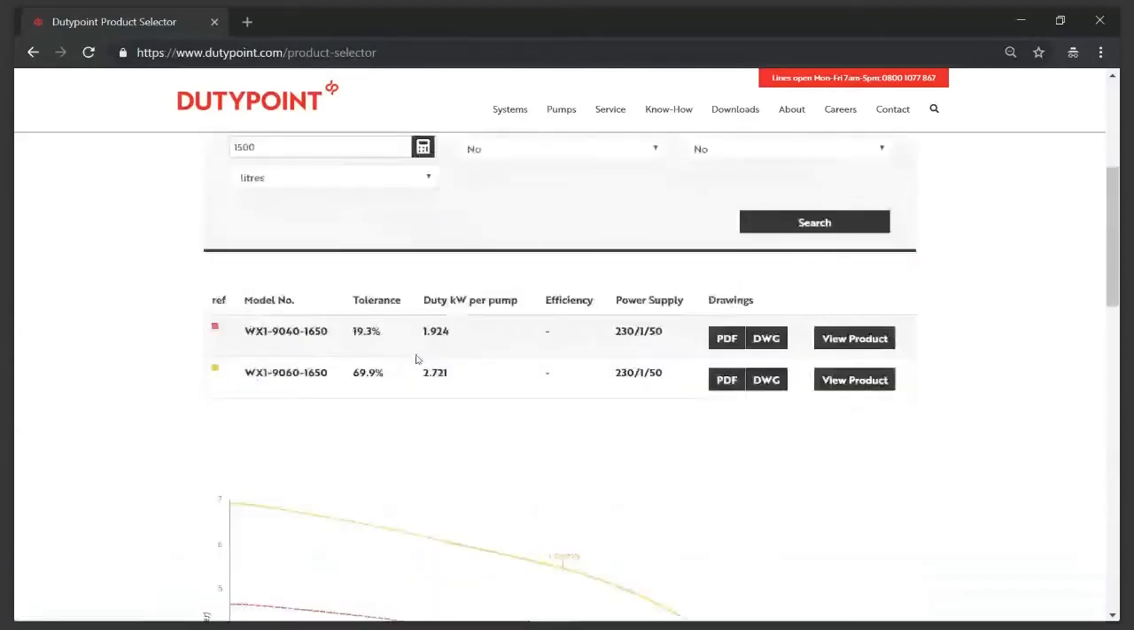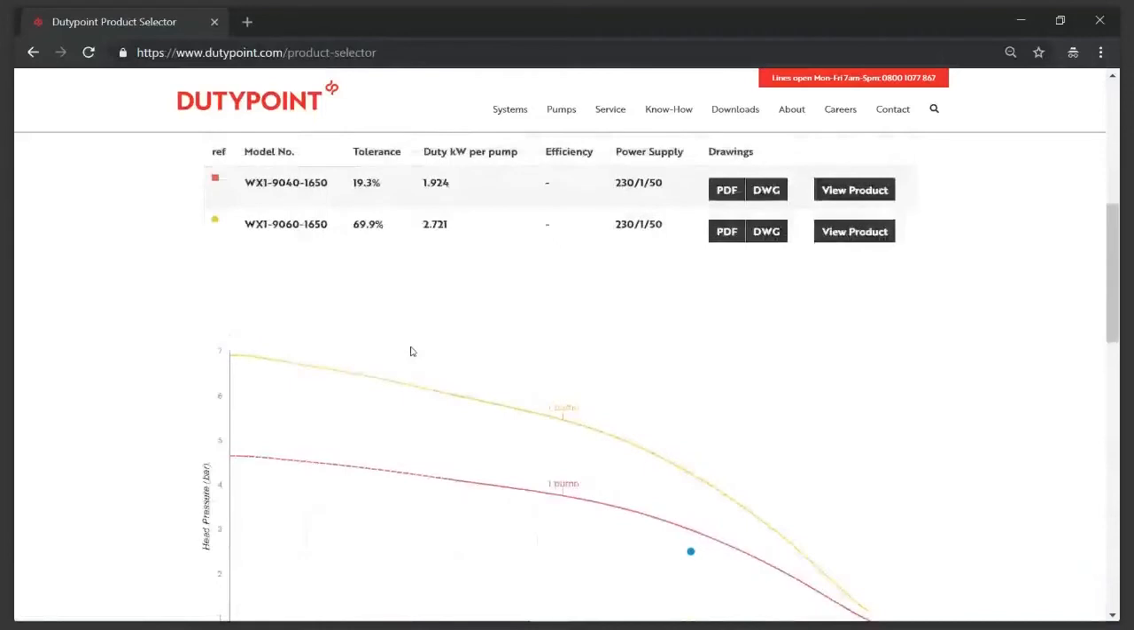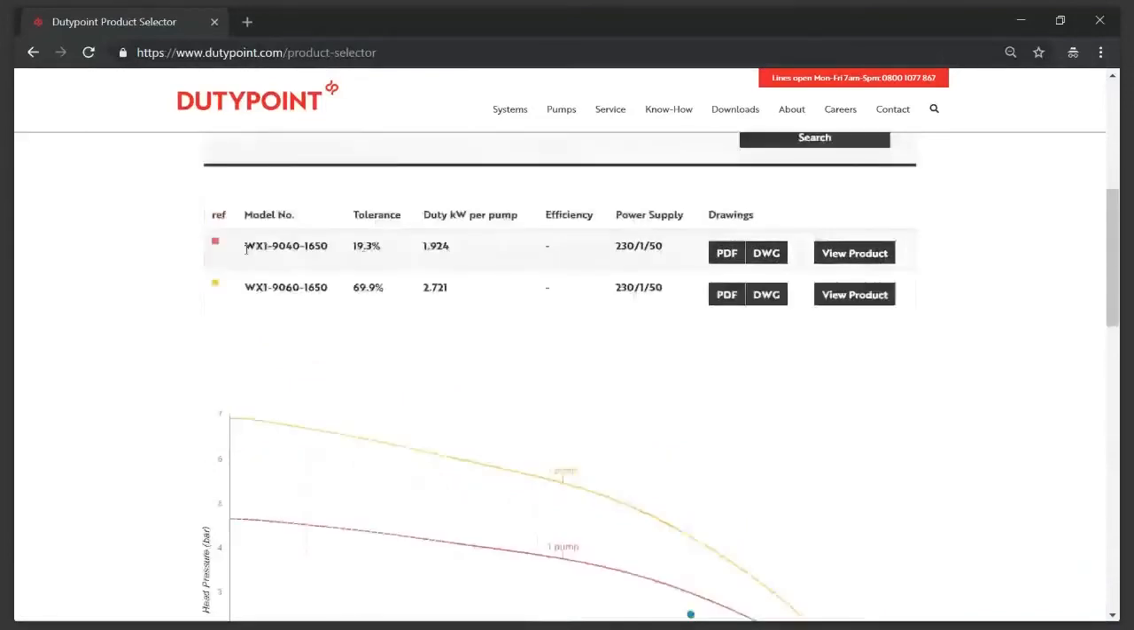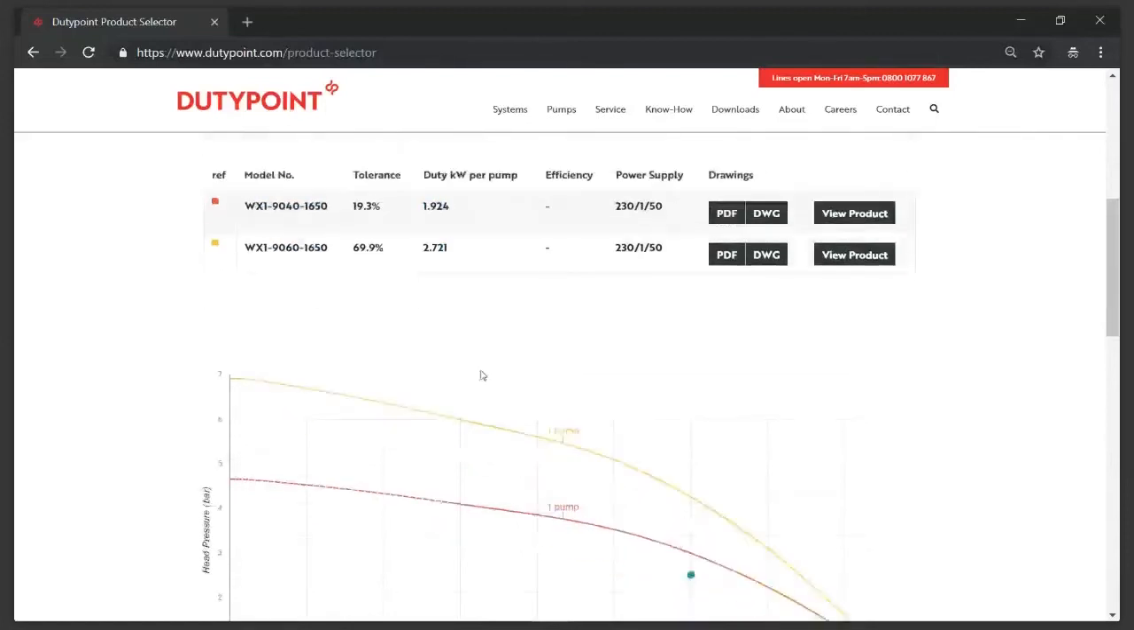And here, very similar results. So 2 products with tolerance ratings, kilowatt per pump, so actual energy consumed into the pump. And we're not showing an efficiency value here, but you can clearly see that this first option here is using far less energy at this operating point. And that's this red pump on the curve here.